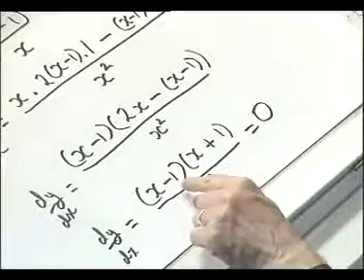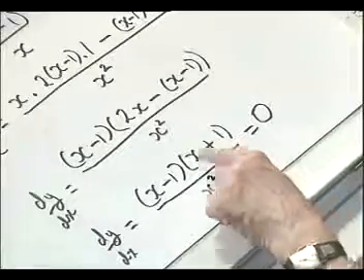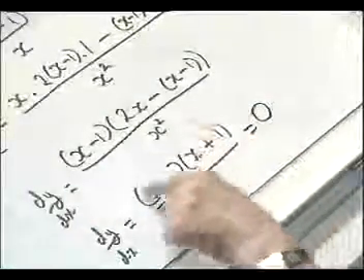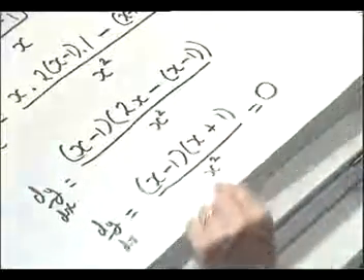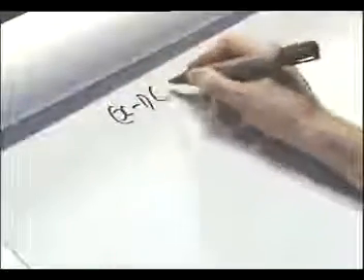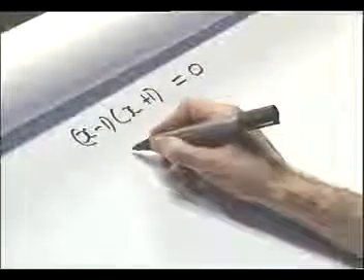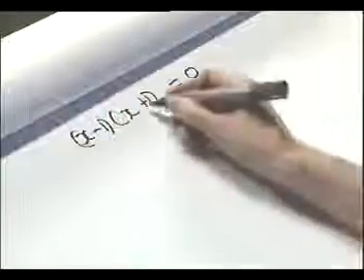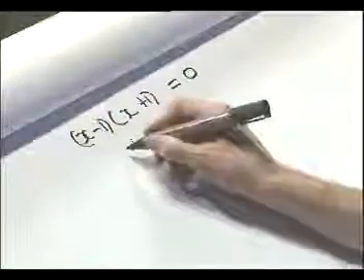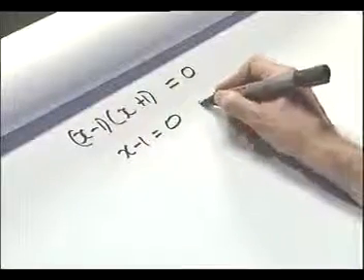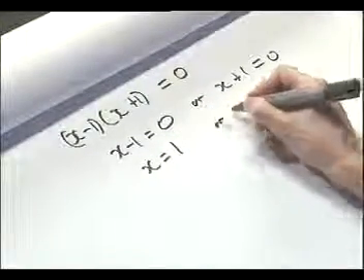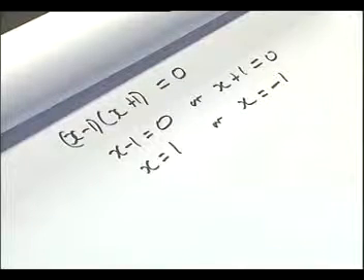Now, when we have an expression like that that's equal to 0, it's only the numerator that we're interested in. It's only the numerator that will make this expression 0. So what we've got is (x minus 1)(x plus 1) equals 0. And that tells us that either this bracket is equal to 0 or that bracket is equal to 0. In other words, x minus 1 equals 0 or x plus 1 equals 0. So x equals 1 or x equals minus 1.